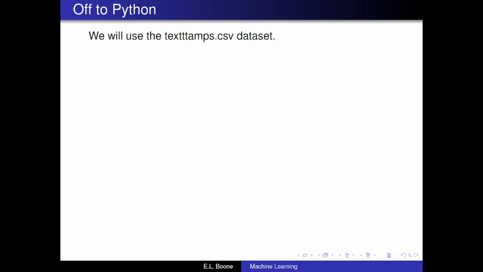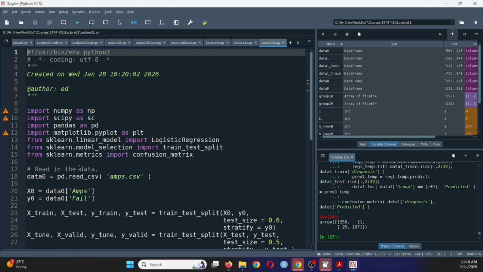All right, so we're going to use the amps.csv dataset, and we'll jump over to Python. And I've got the code here. You should be able to get the code off of Canvas or GitHub, as well as the dataset.